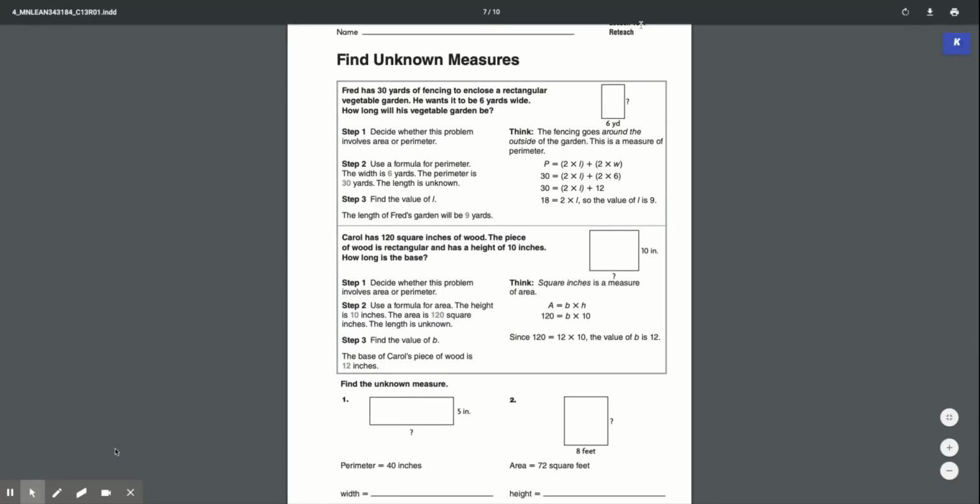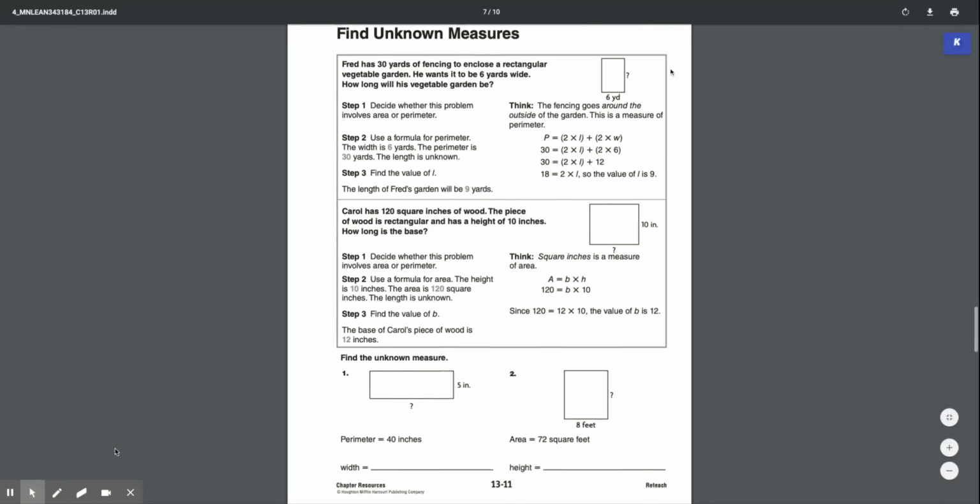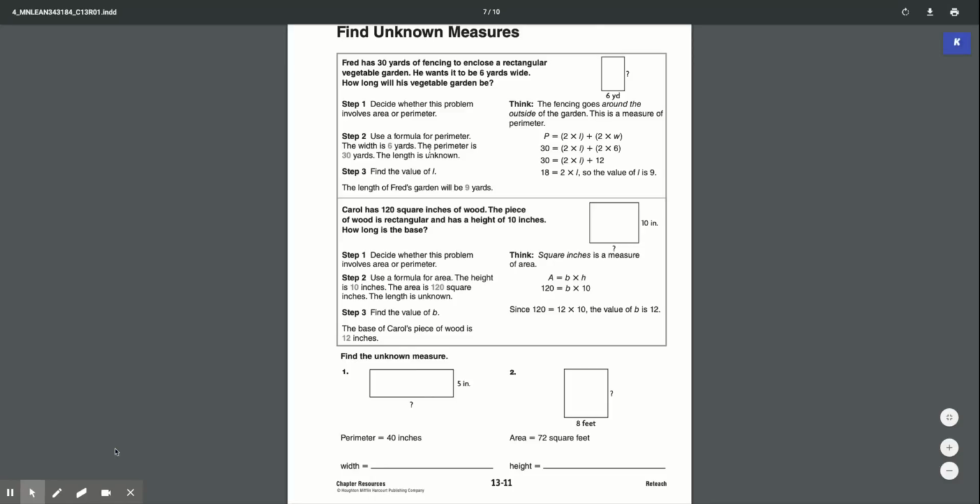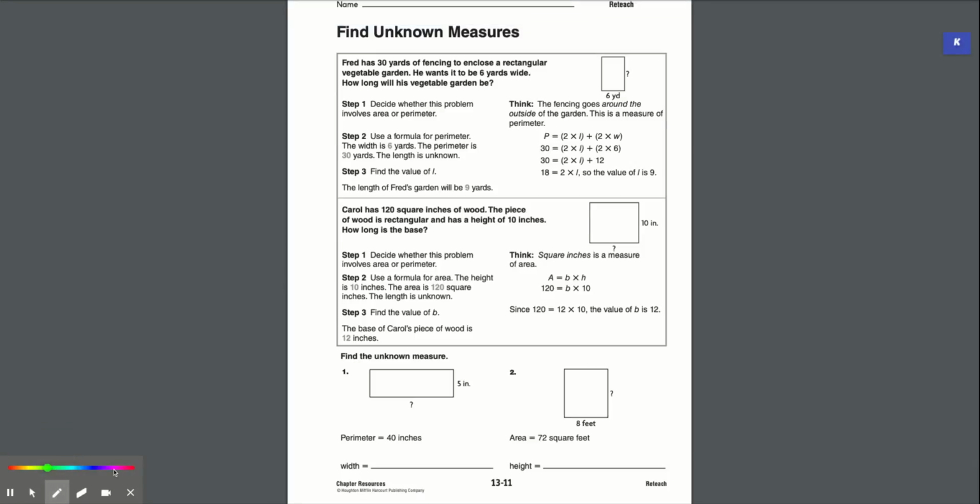As you can see, here's the lesson number on top. And today we're going to practice using what you have to find out what you don't know. So let's go over the notes that we have here for the first and the second story, and then that'll get ready for you to practice finding the unknown measure for questions 1 and 2.